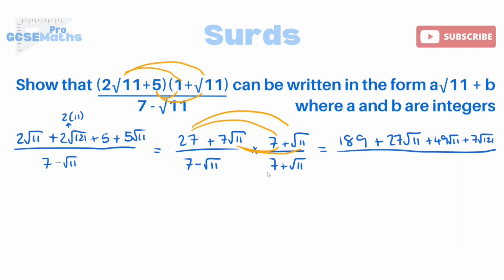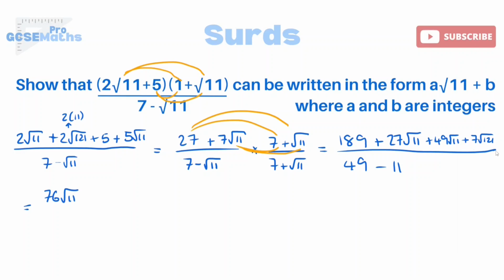Okay, the denominator, again, we kind of know that we're just going to need to do 7 times 7, which is 49, and then minus root 11 times root 11. It's just minus 11, isn't it? It cancels out the square roots. Let's simplify all of this. I'm going to start with these middle two here because 189 I'm going to hold for a second. 27 root 11 plus 49 root 11. They're both root 11, so we can add them together. And we can't simplify the root 11 any further, so that ends up being 76 root 11.